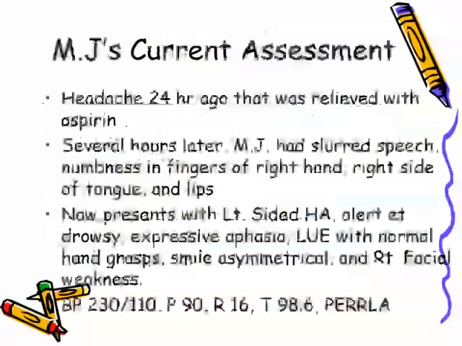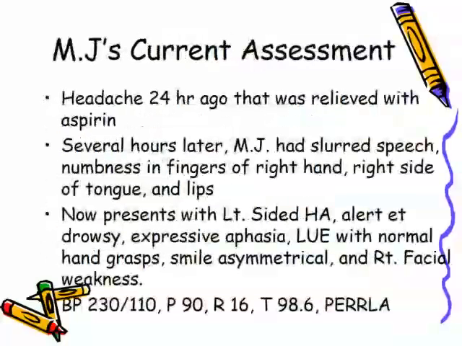The assessment data for this patient include that she complained of a headache about 24 hours ago that was relieved with aspirin. Several hours later, she had slurred speech, numbness in the fingers of the right hand, and also numbness on the right side of the tongue and the lips. She now presents in the ER with a left-sided headache. She's alert but drowsy. She has expressive aphasia.